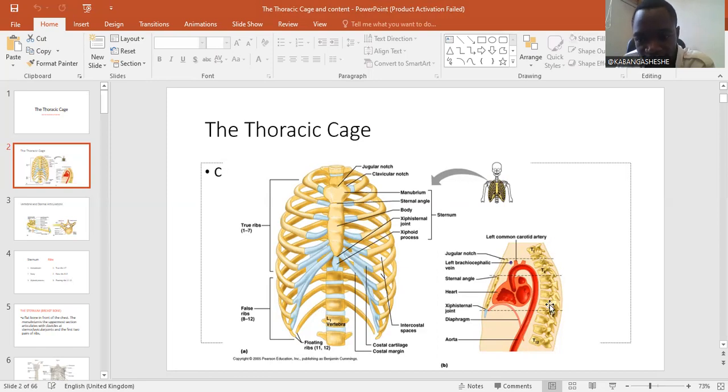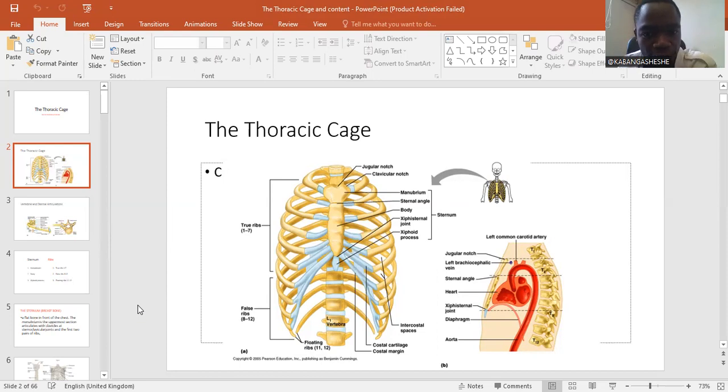Then posteriorly, it is the vertebral column, from thoracic vertebra number 1 up to thoracic vertebra number 12. So there are 12 thoracic vertebrae at the back forming the posterior wall, together with their intervertebral discs. These are fibrocartilaginous joints attaching the adjacent vertebrae. They are made up of fibrocartilage, whereas the costal cartilages are made up of hyaline cartilage.